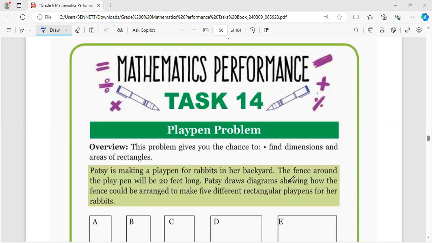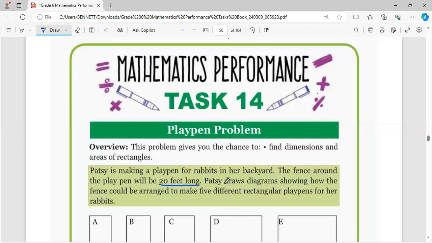All right, so this problem gives you a chance to find the dimensions of a rectangle. Now we say Patsy is making a playpen for rabbits in her backyard. The fence around the playpen will be 20 feet long. Guys, you notice I always circle these things because these are the things that you're going to use. Don't forget these little things that they give you in the notes.